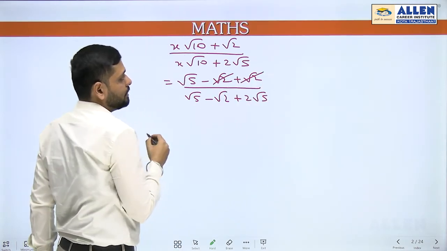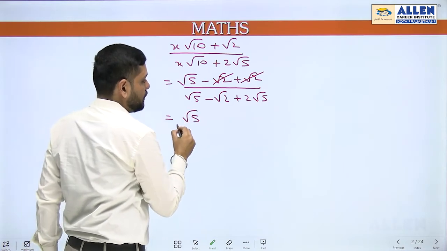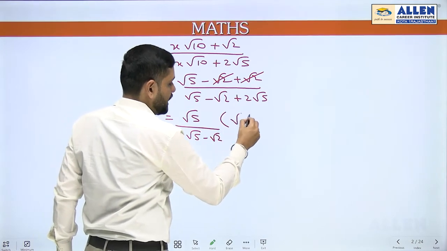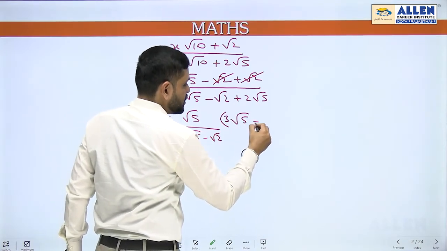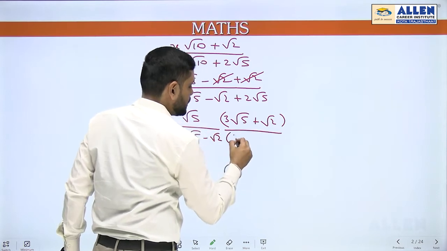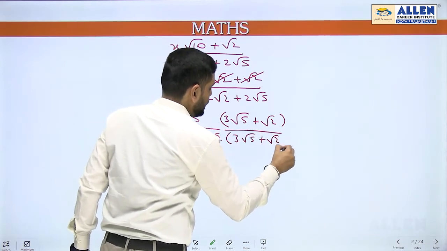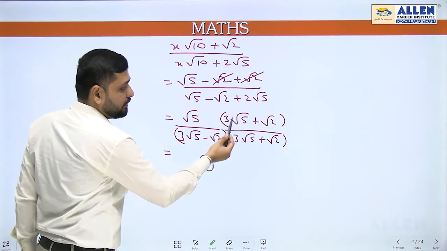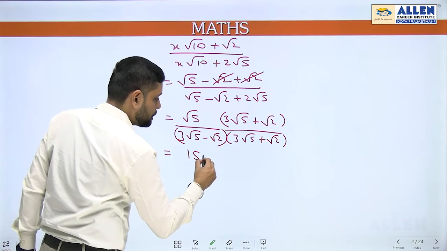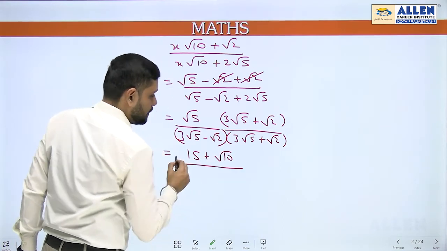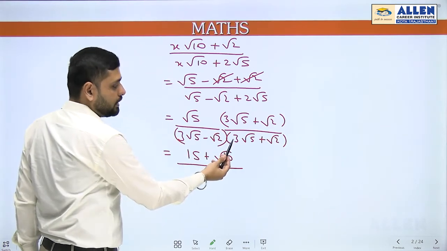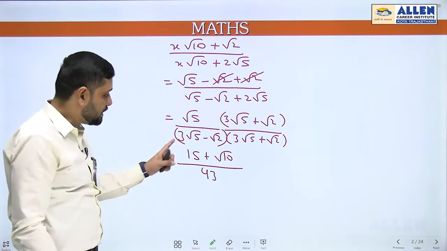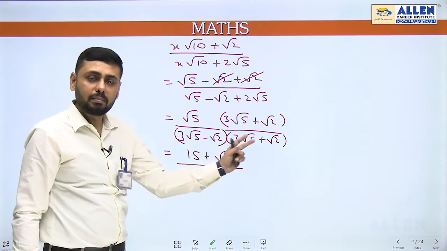This will get cancelled, so we will get √5 upon 3√5 − √2. We need to rationalize it because the denominator is irrational. So we multiply by 3√5 + √2. We get √5 into 3√5, that is 15, plus √10 in the numerator, divided by 3 into 3, 9, 9 into 5, 45 minus 2, we will get 43. Here it is (a − b)(a + b), that is a² − b².